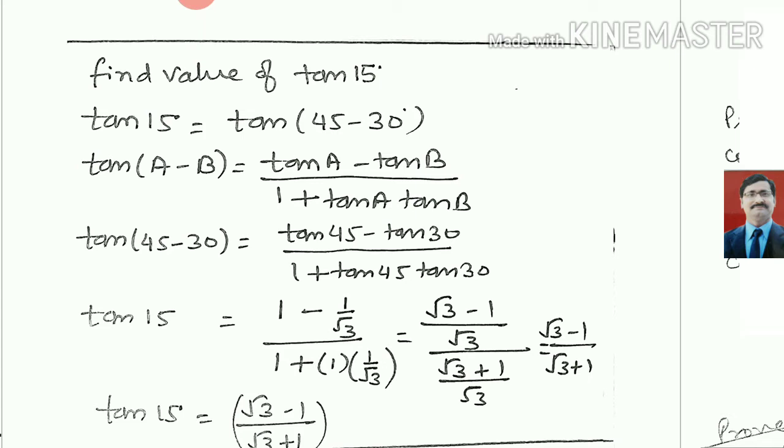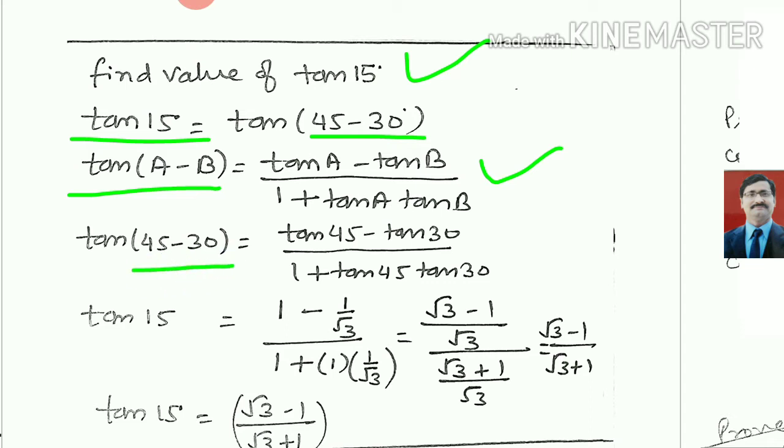Same as it is, we have to find the value of tan 15, and tan 15, what can we write? 15 we can write as 45 minus 30. Now we know already this formula: tan(a minus b) is tan a minus tan b upon 1 plus tan a tan b. So in place of a we put 45, in place of b we put 30. So we will get here tan 45 minus tan 30 upon 1 plus tan 45 into tan 30. Tan 45 is 1 and tan 30 is 1 upon root 3.